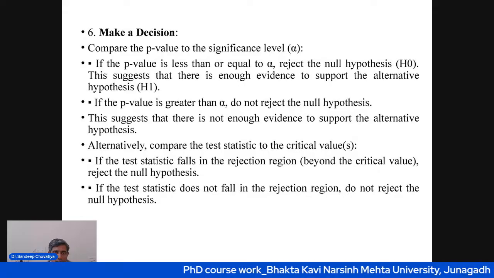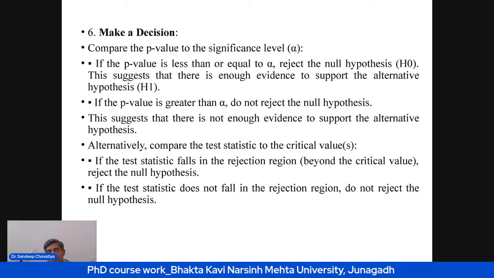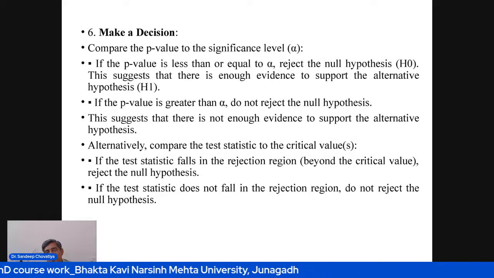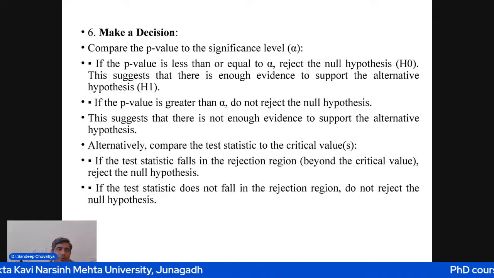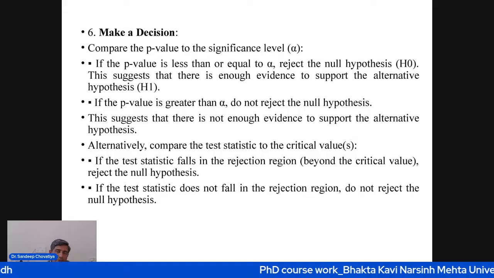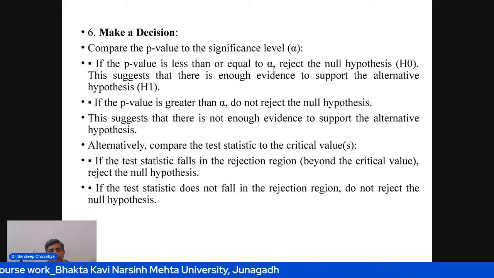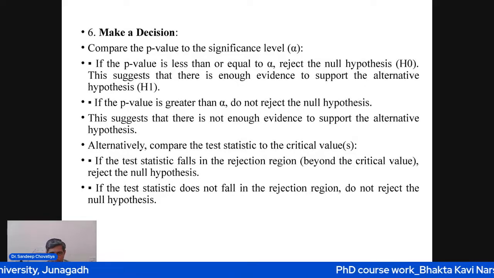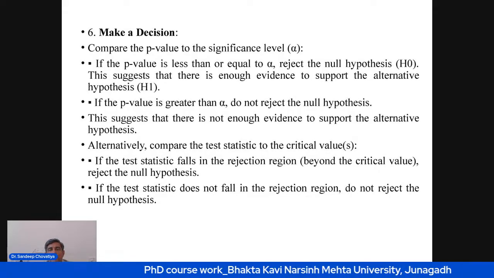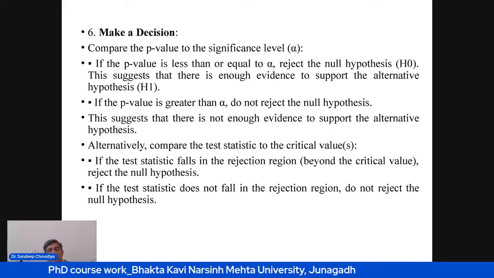If we decide the alpha value, for example p less than 0.05, then whatever p-value we get, if it is less than or equivalent to that, we reject the null hypothesis and accept the alternative hypothesis. If the p-value is greater than alpha, then do not reject the null hypothesis. This suggests that there is not enough evidence to support the alternative hypothesis. So we ultimately accept the null hypothesis.